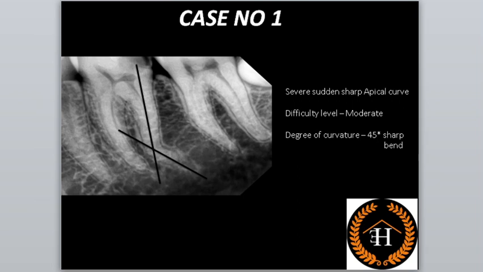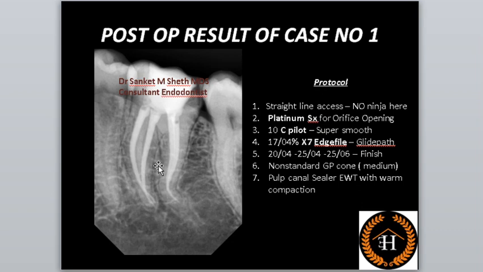We are always learning day by day. So this is case number 1. It had a sudden, severe, sharp apical curve. The difficulty level was moderate, degree of curvature about 45 degrees, and this is how we finished. We could negotiate the entire curve.